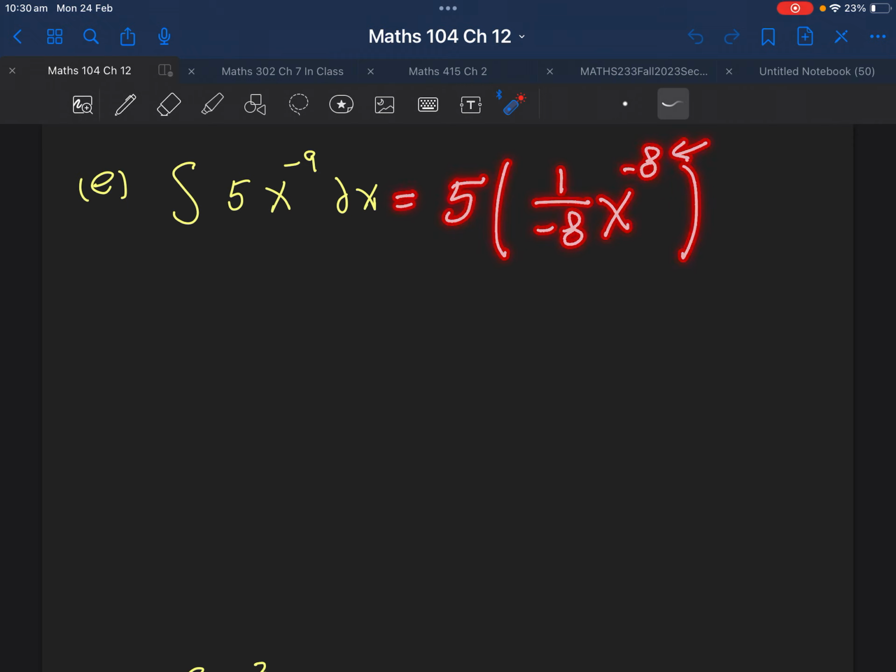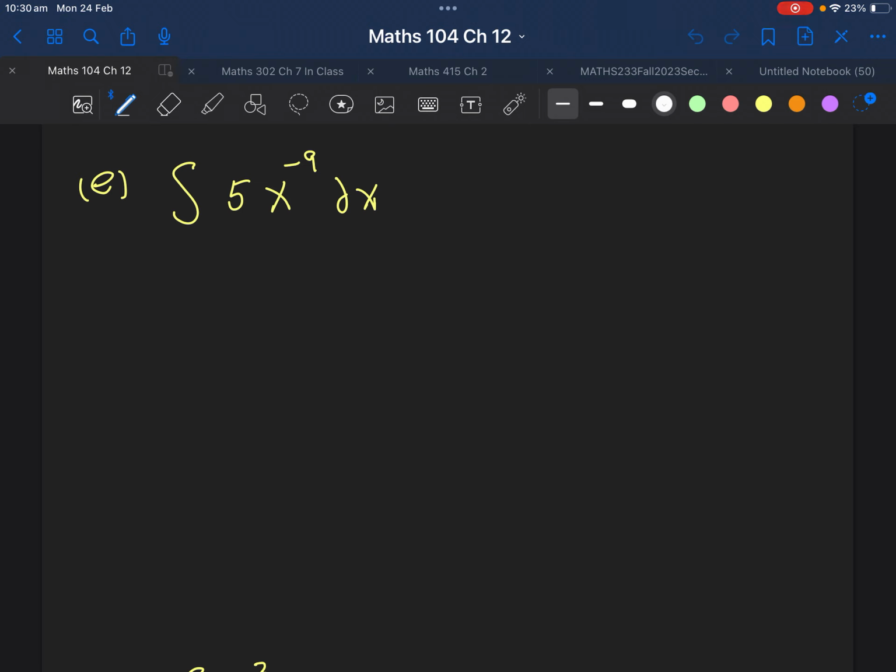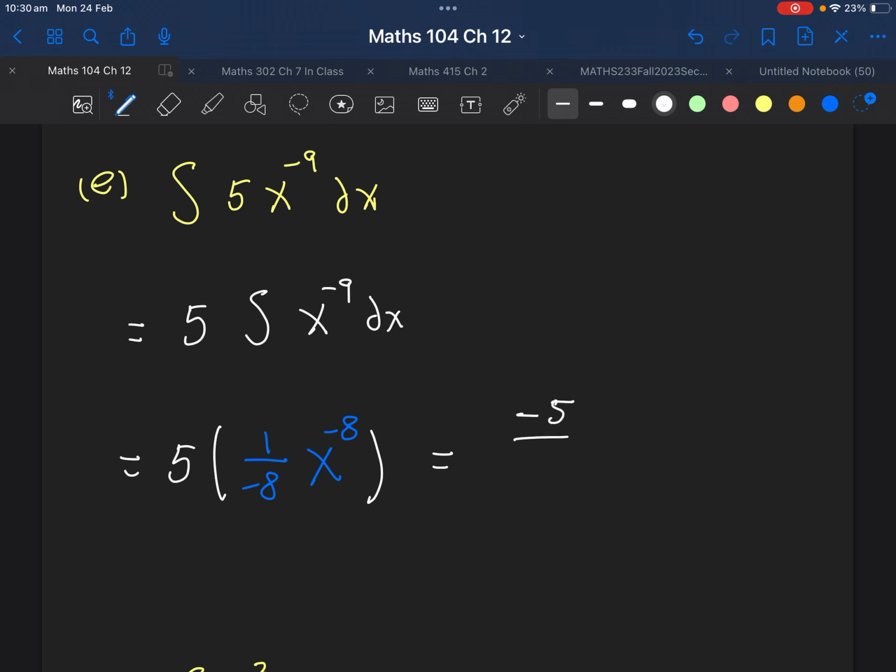up here. So if we write it down, the answer for this question would be, first we have the 5 going outside the integral. Next we take 5, and now this integral, let me do it in blue, it will be x power negative 8, and then I divide by negative 8. Now if we simplify this one, this will be negative 5 over 8 x to the power of negative 8. Of course, don't forget we add c, which is the constant of integration at the end. So in this one, we just use the power rule by adding 1 and divide by the new power.